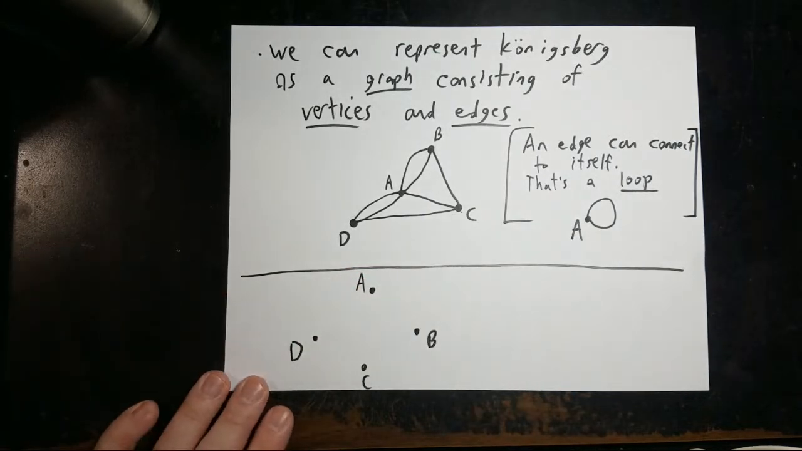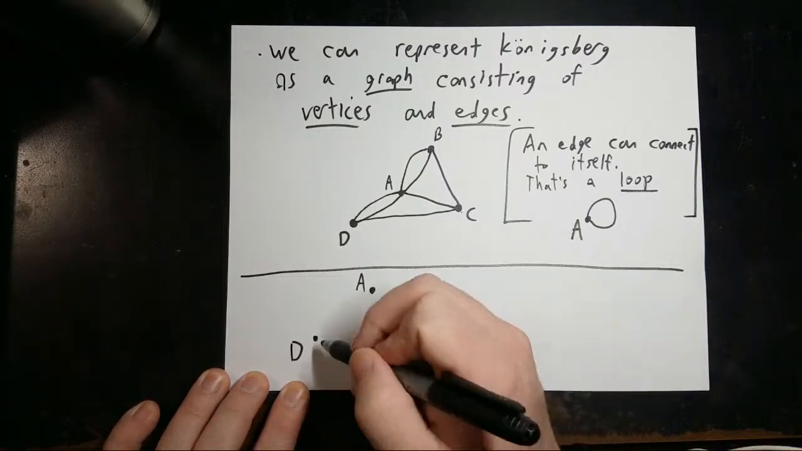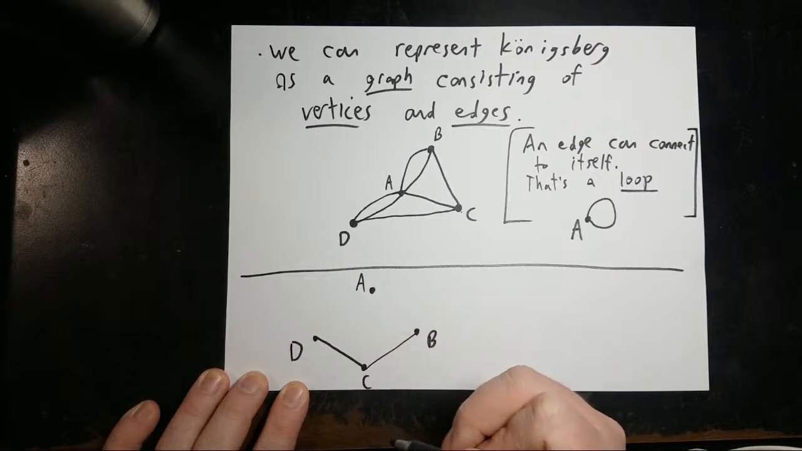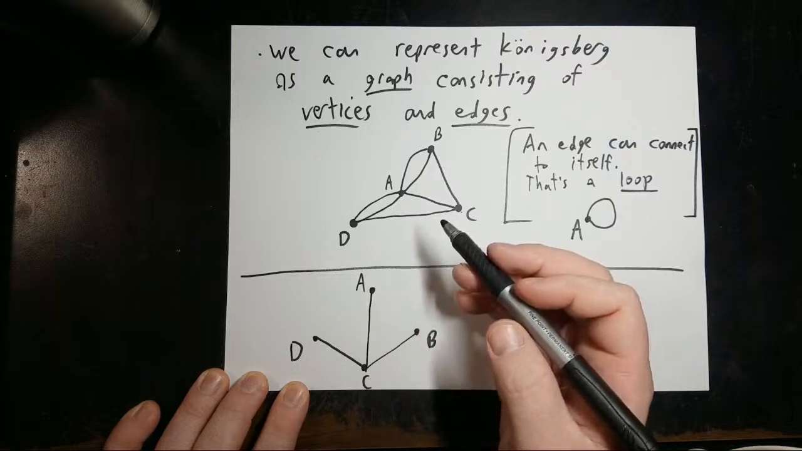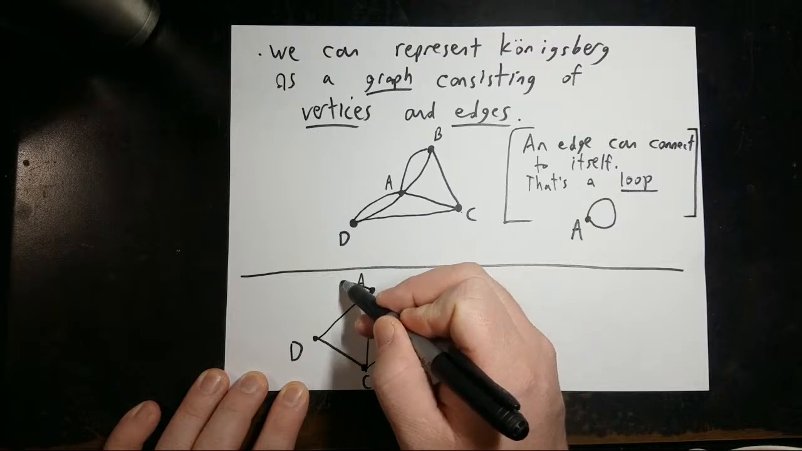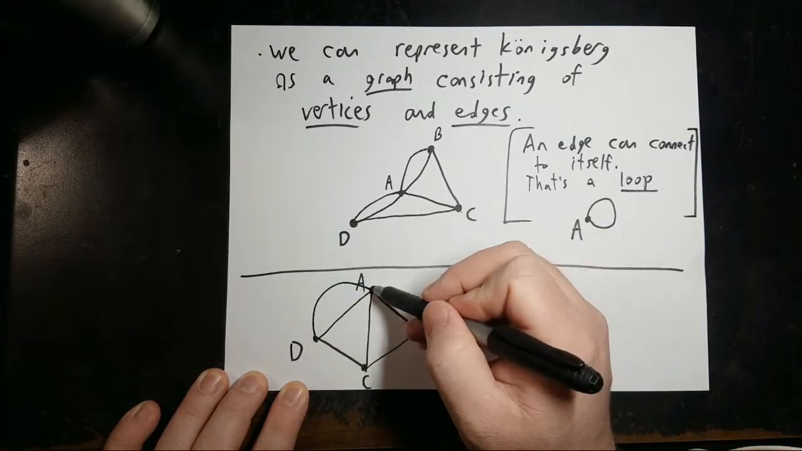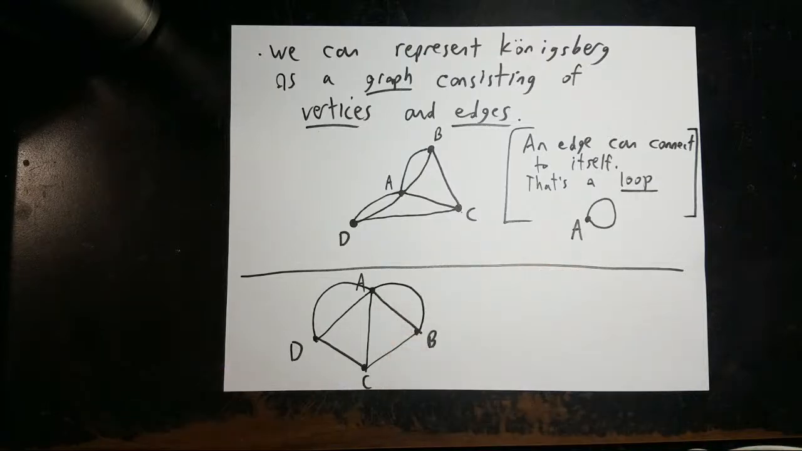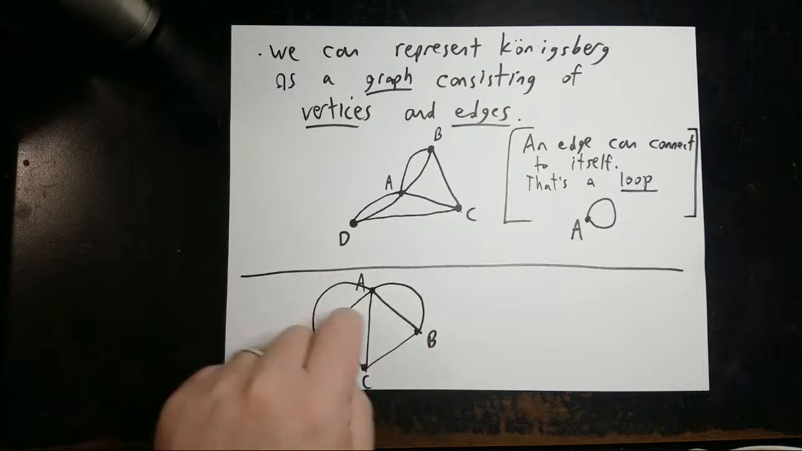And then B and C were connected by one. D and C were connected by one. A and C were connected by one. A and D were actually connected by two, so I could do something like this if I wanted to. A and B were connected by two. I could do this if I wanted to. It's a very similar setup to the other one. Obviously, I even have the letters in the same order.